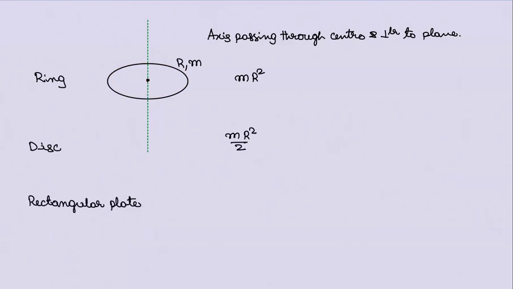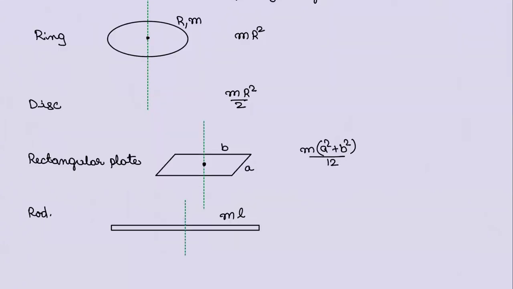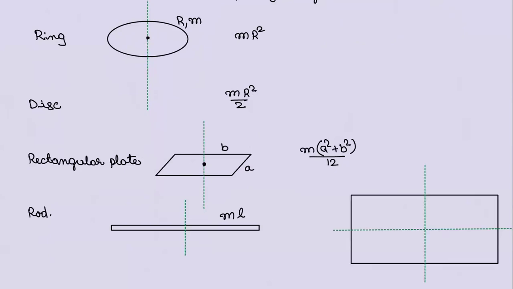Rectangular plate. A rectangular plate means there is a plate whose length and breadth are a and b, and there is an axis passing through the center of the plate and perpendicular to the plane of the plate. Remember, all the objects are uniformly dense. Right. Moment of inertia will be m into a square plus b square by 12. Rod will be m l square by 12.